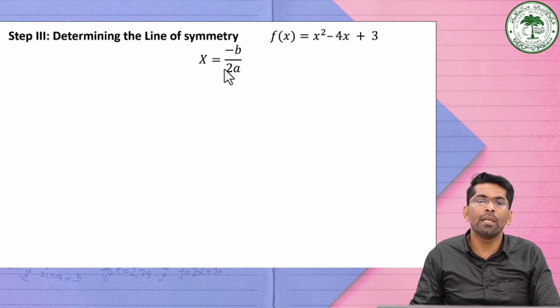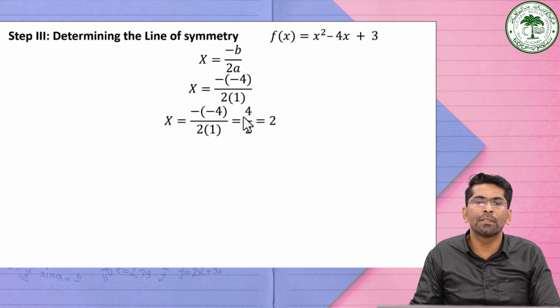So here is the equation for calculating the line of symmetry: x is equal to minus b divided by 2a. Here a is equal to 1, b is equal to minus 4. Now we are going to substitute: minus of minus 4 divided by 2 into 1. So this minus will become plus, so it is 4 divided by 2.